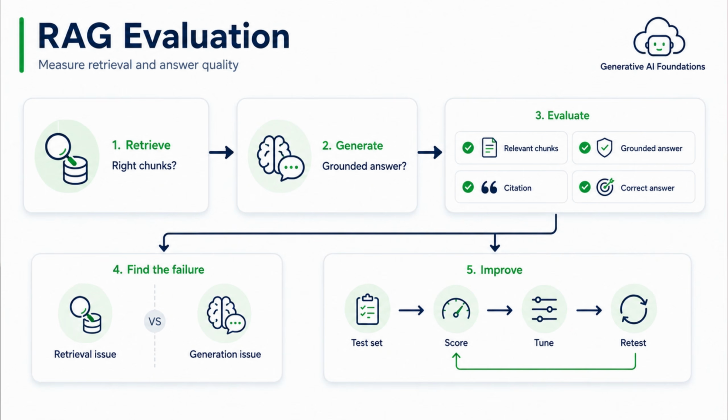If retrieval is the problem, we may need better chunking, metadata, or search ranking. If generation is the problem, we may need a better prompt, a stronger model, or stricter grounding instructions. So the common RAG evaluation checks include whether the answer is grounded in the provided context, whether it answers the user question, and whether the retrieved chunks were actually relevant. We also need to check citations because if the system shows the wrong source, the user may trust an answer that is not properly supported.